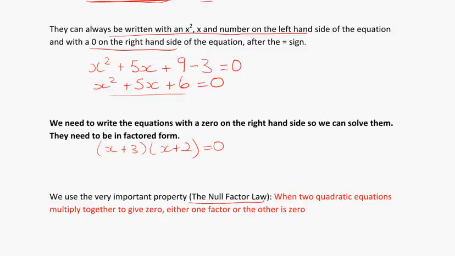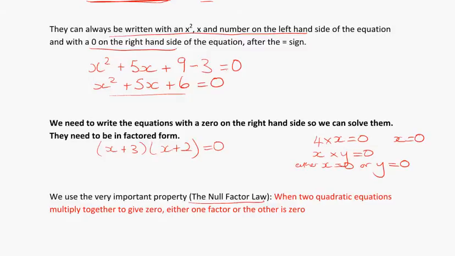And the reason it has to be in this form is because when two numbers are multiplied together and they equal 0, let's say 4 times x equals 0. Now, in this case, x must equal 0, because 4 obviously doesn't equal 0, and if the answer is 0, x must be 0. Now, if you had x times y equals 0, you could say either x is equal to 0 or y is equal to 0, or they could both be equal to 0. So this is the null factor law.